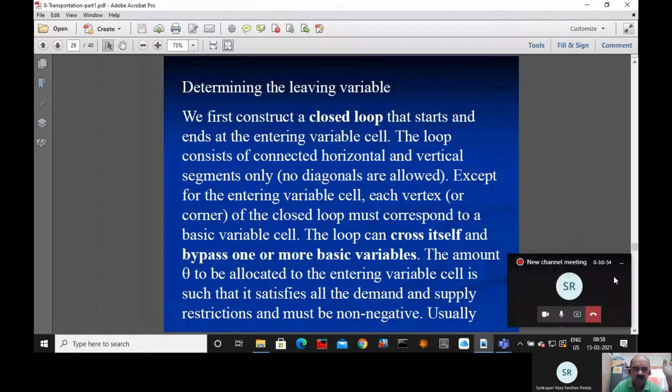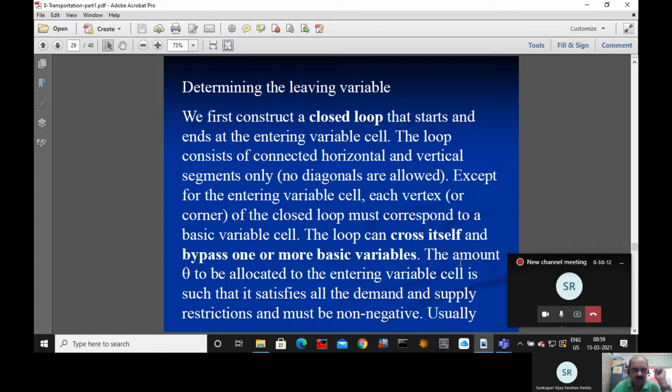We are interested in finding the leaving variable. We first construct a closed loop that starts and ends at the entering variable cell. The loop consists of connected horizontal and vertical segments only. No diagonals are allowed except for the entering variable. Each vertex or corner of the closed loop must correspond to a basic variable cell. This loop can cross itself and bypass one or more basic variables.